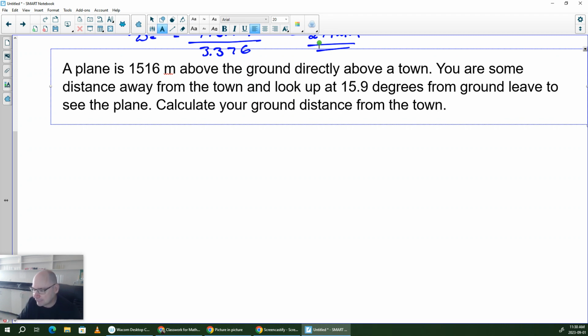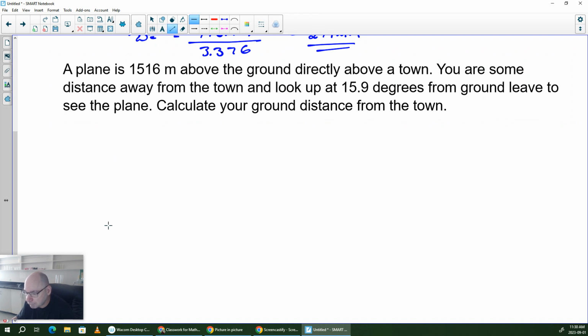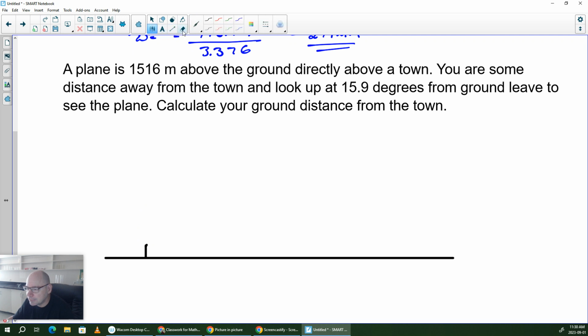Okay, so let's go ahead and draw this out. So here's our ground. Here's our town. Maybe I'll just use. Okay, here's our town. We've got some buildings.